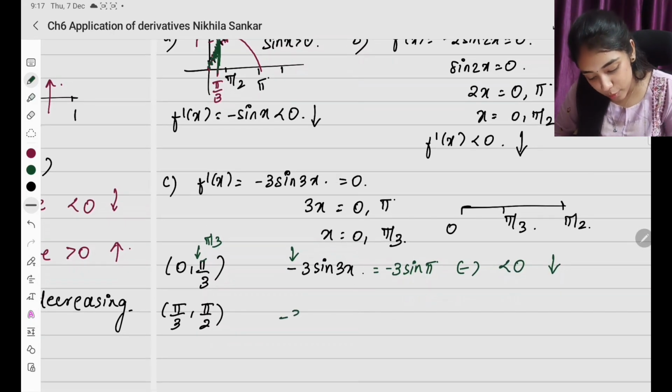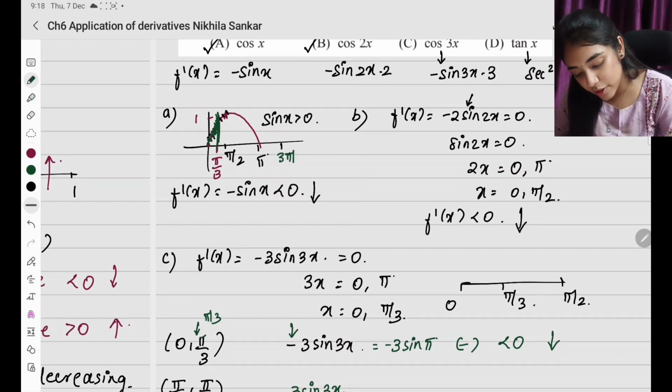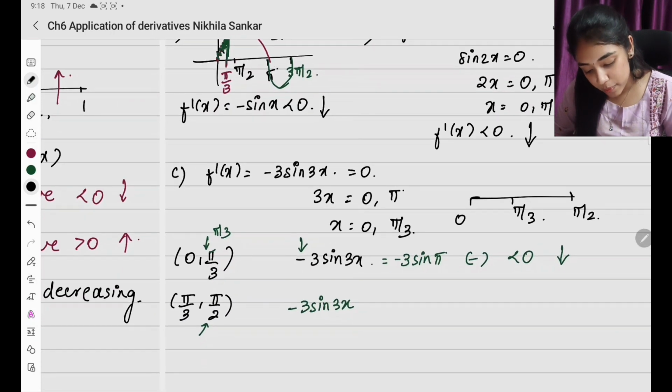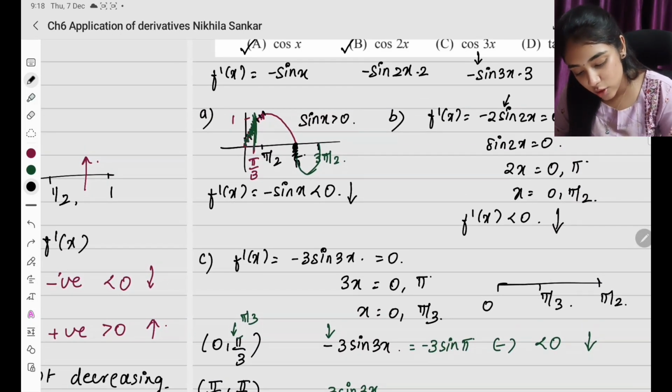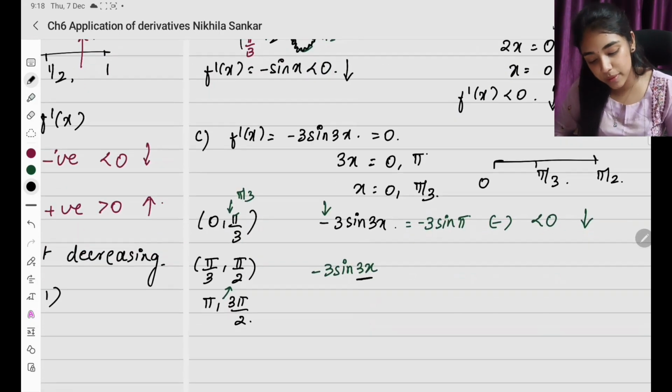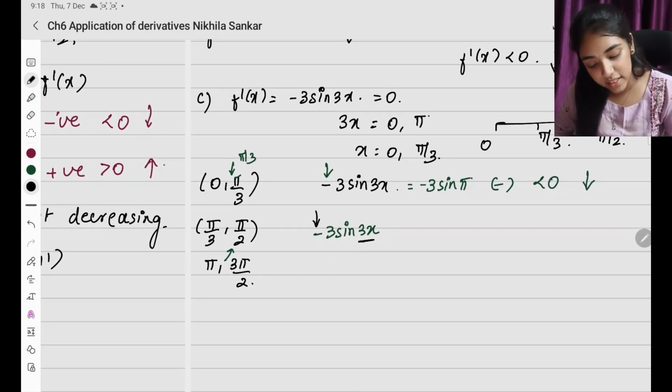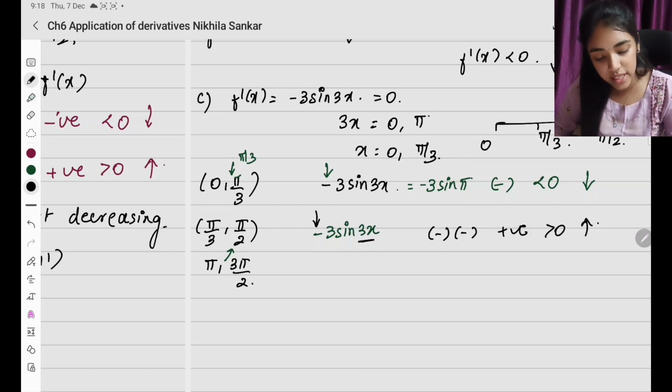Now for the second interval, what are we going to see? I again have minus 3 sin 3x. So, when I substitute, for example, this particular value, I have 3 pi by 2. Up to 3 pi by 2, how is the function? I see that I have an arc here, and I'm talking about pi by 3 to pi by 2, but my angle is 3x here. So, I have to check from pi to 3 pi by 2. Pi to 3 pi by 2, I see that all my values are in the bottom half, which is going to be negative. But the negative sign is already there. So, it is going to be negative times negative, which in total is going to be positive, which is greater than 0, increasing. So, I basically see that from 0 to pi by 3, the value is decreasing, and pi by 3 to pi by 2, the value is increasing.